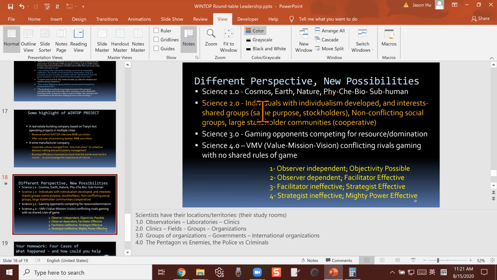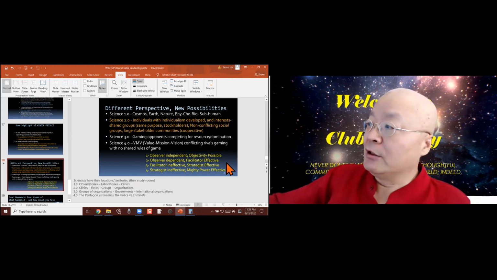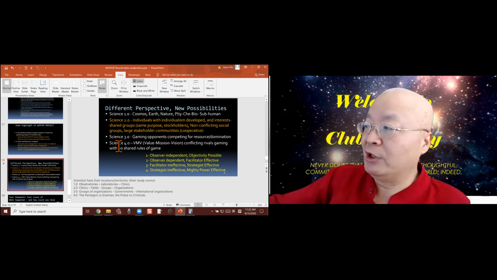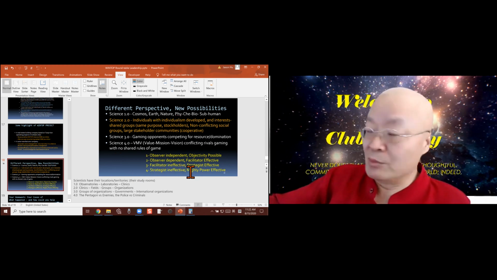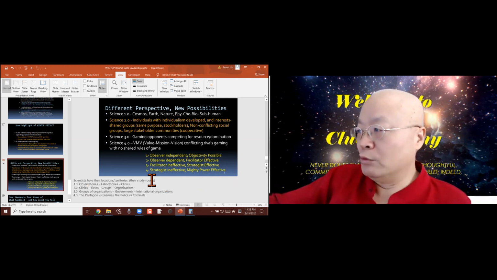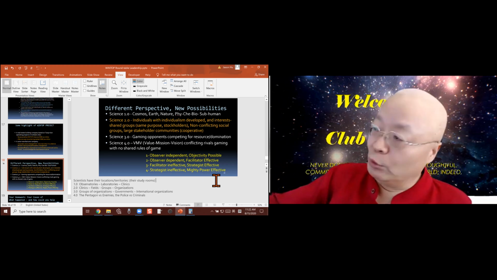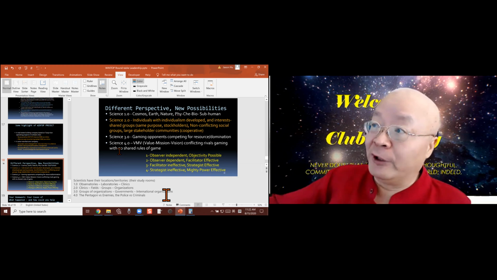So for these four layers, I think we can classify them like this. The first one is observer independent, where we can achieve a certain level of objectivity. The second level is observer dependent, completely dependent, but here facilitators are still effective. You can play a role that helps the process. At the third level, facilitators become ineffective. You need to play games, so strategic thinking is effective. And at the last level, strategists won't be so effective, and here maybe something we call mighty power will come into play. So that's my general framework, and this is my last slide.